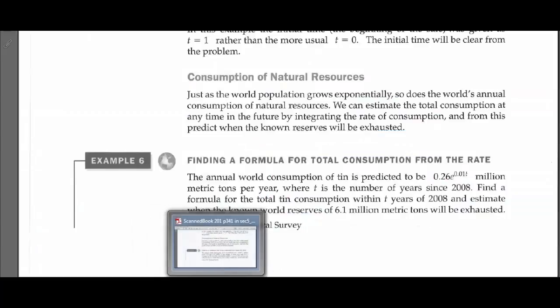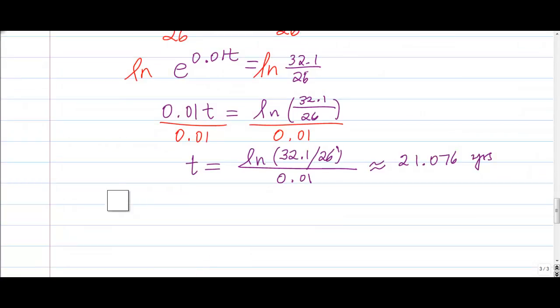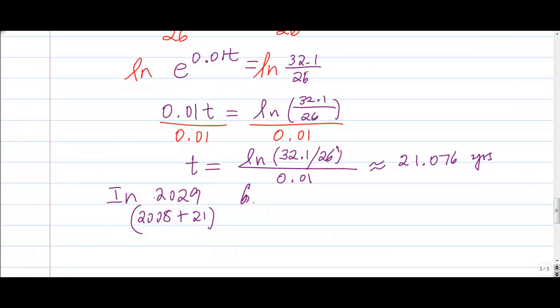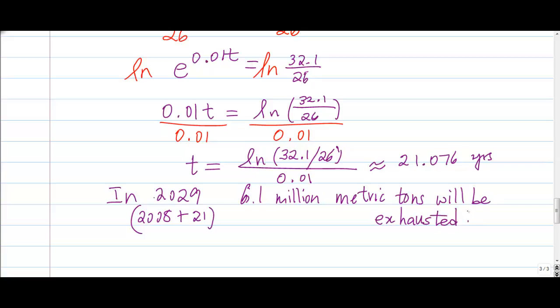2008 was the beginning of the clock. So in 2008 plus 21 gives me roughly 2029. Okay. In 2029, that many metric tons will be exhausted. 6.1 million metric tons will be exhausted. Okay, 6.1.